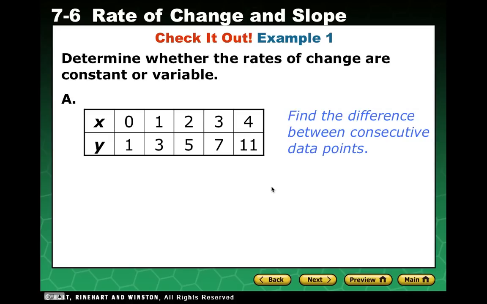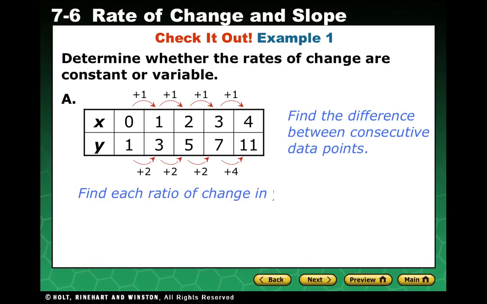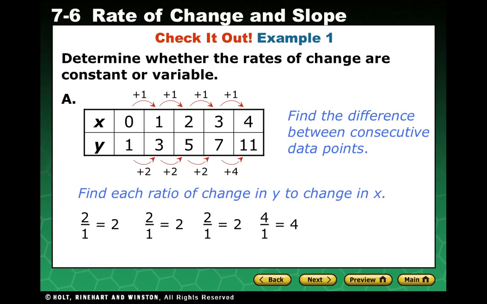Okay, so go ahead and start this one on your own. You should find the difference between each of the data points. And then we're going to compare them, y over x. 2 to 1, 2 to 1, 2 to 1, 4 to 1. And they're mostly constant except for this one. And they need to all be constant to be considered constant. So this one is variable.